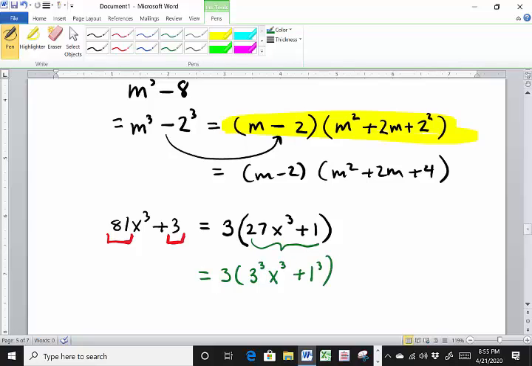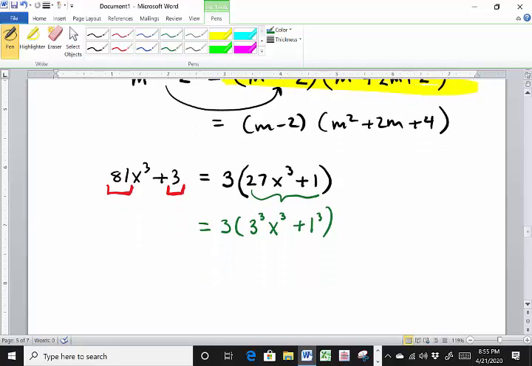So you can make it into a cube. Okay, so let's rewrite this again. This is 3 times, and then we'll use 3x. I'll put a color here. So that's raised to the 3rd power. And then plus 1 cubed. Okay? So basically a 3x and a 1. So 3x cubed plus 1 cubed. So there's the sum of 2 cubes.